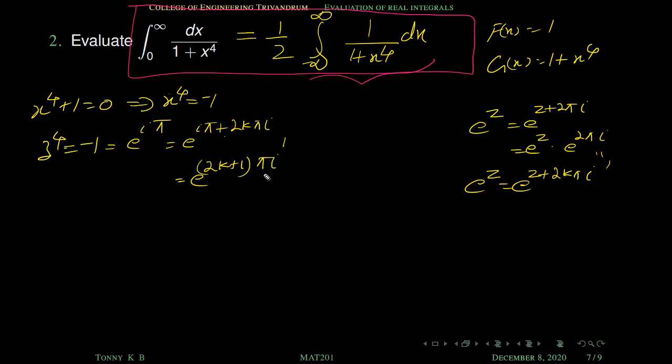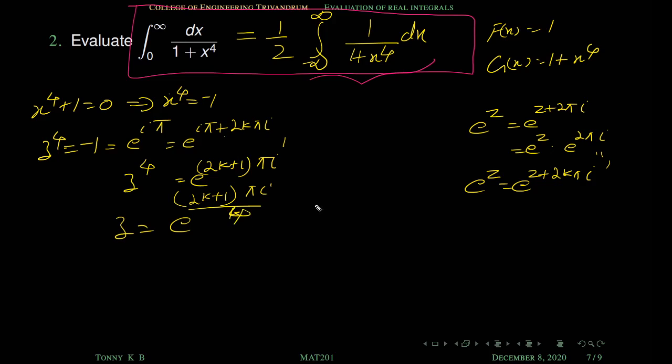Actually k is an integer. It may be positive, negative, 0, whatever it be. So now we have an equation z raised to 4 is equal to like this. So what about z? By taking the fourth root, z becomes e raised to (2k plus 1) pi i by 4, where k is an integer.